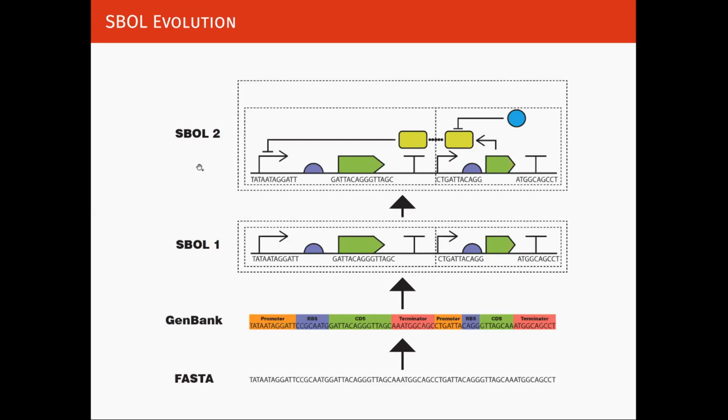Now, SBOL version 2 moved off the DNA line. It allowed us to express things that we couldn't express before, like the proteins that are produced from the coding sequences, as well as the small molecules that are used to induce the transcription of coding sequences, as well as how things interact with each other. Like these arrows indicate this coding sequence codes for this protein, which represses this promoter.